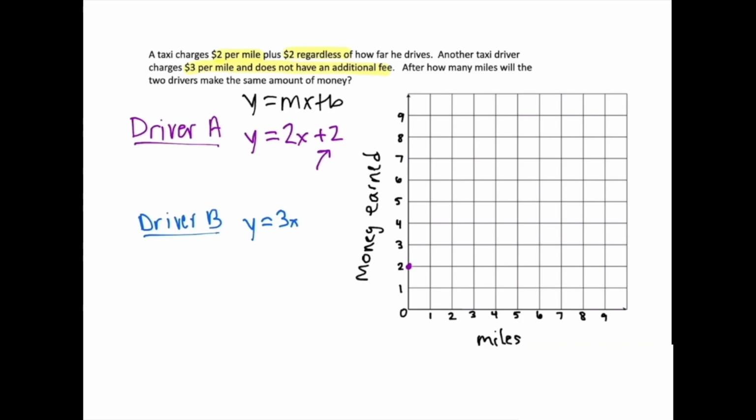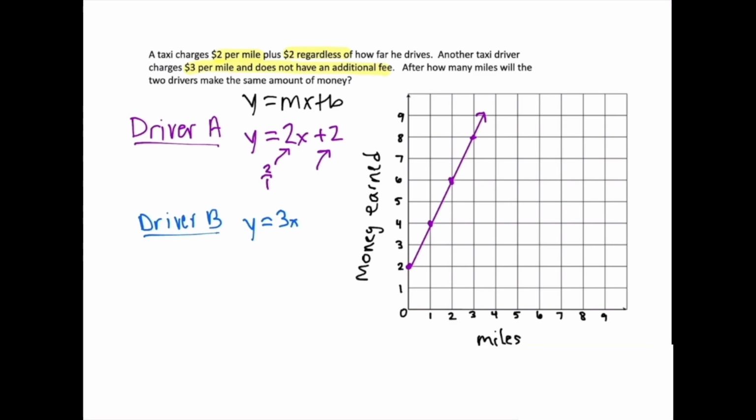M is the slope, which is rise over run. And we want that to be a fraction, so we need 2 to be written as 2 over 1. That means we're going to rise 2 and run 1. Rise 2 and run 1, rise 2 and run 1. Now we can connect our dots and we have our line for driver A.